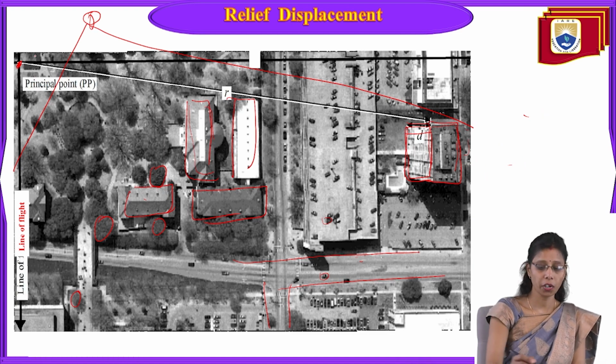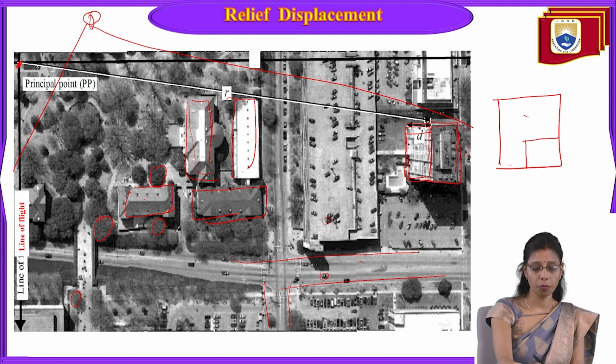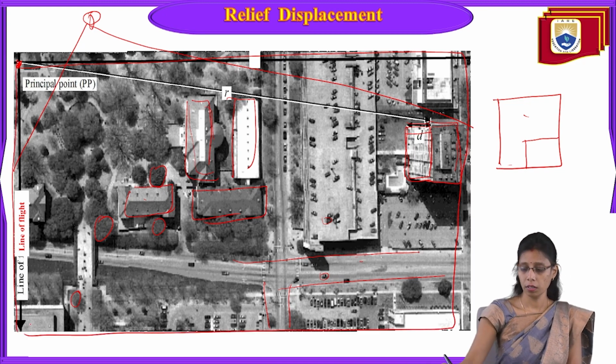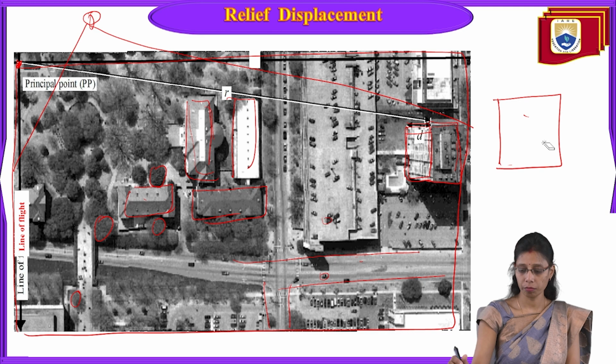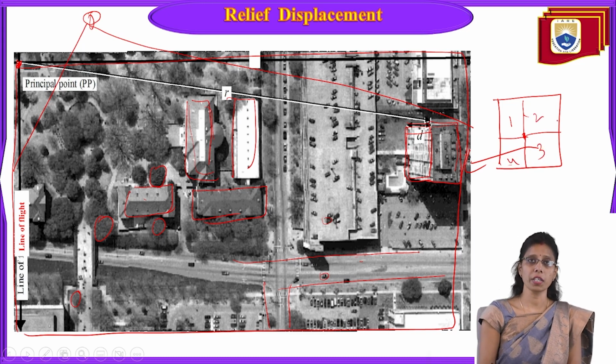If this is the principal point, that means in this aerial photo only the 1/4 portion is displayed. This is the 1/4 portion, from here to here. So this is displayed, right? The rest is not displayed. Out of this 1, 2, 3, the third one is displayed here, and the rest are not displayed. Why? Because the principal point is given here.